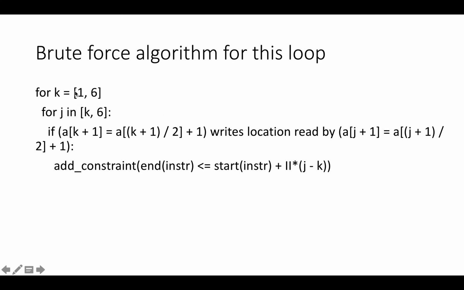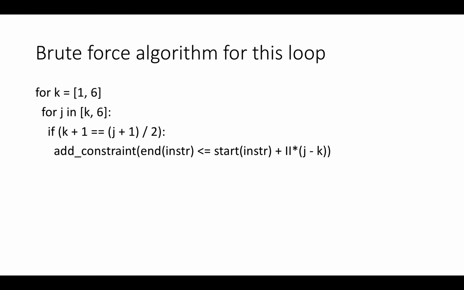So here's a brute force algorithm. For k equals 1 to 6, because there's going to be 6 iterations of this loop from 2 to 8 exclusive, and then for j in k to 6, so for all of the iterations at or after k, if a of the value of i at the kth iteration, which is k plus 1, writes the location read by the jth instance of this instruction, then add the constraint that the end of the instruction has got to be less than or equal to the start of the instruction plus I times j minus k. And this is just an adaptation of our brute force algorithm from the last video to this new loop nest, which has a slightly different instruction.